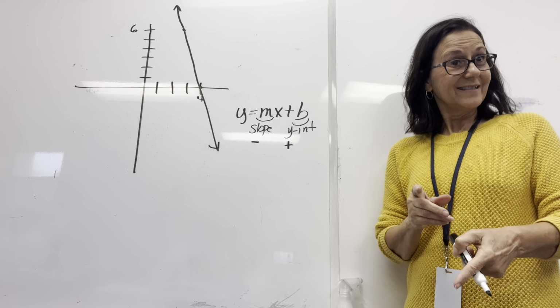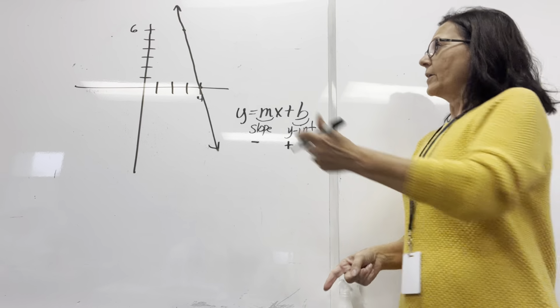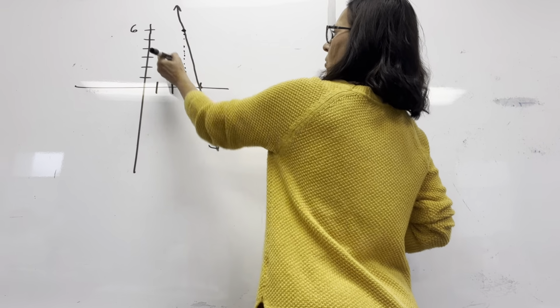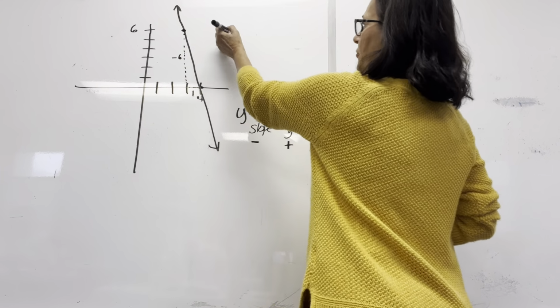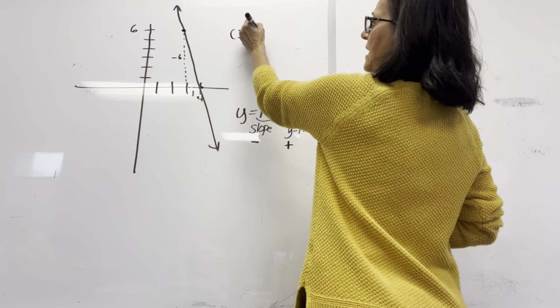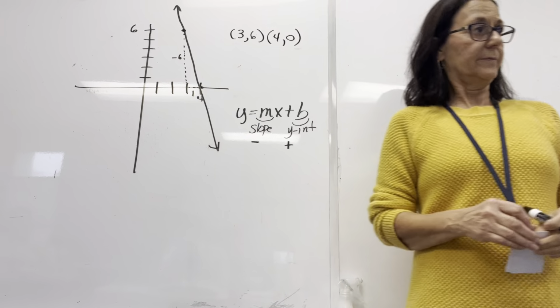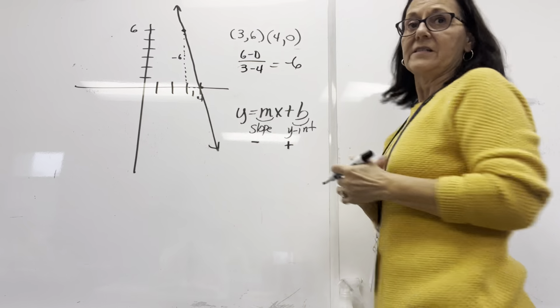It falls 6 as it runs 1. Do you see that? Then you have 2 points: 3, 6, and 4, 0. Can I calculate the slope? Yep. What is the slope? The change in y over the change in x. So it's 6 minus 0 over 3 minus 4, which is negative 6.